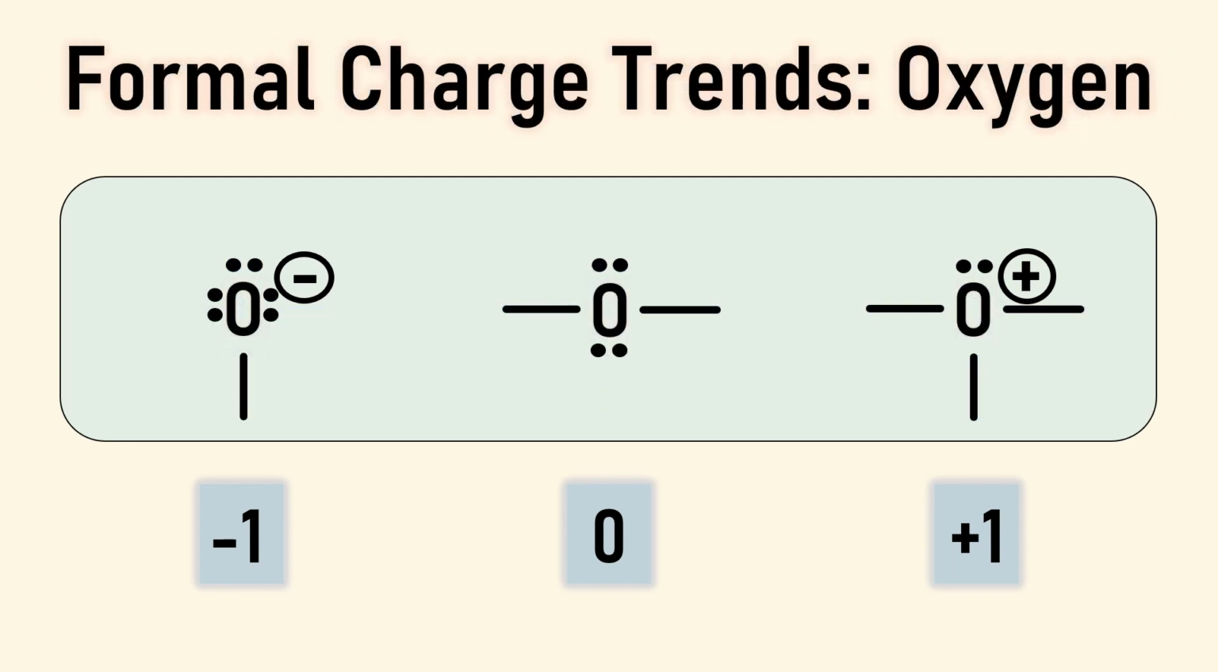And here are the formal charges for oxygen. Oxygen with 1 bond and 3 lone pairs carries a -1 formal charge. Oxygen with 2 bonds and 2 lone pairs carries a 0 formal charge. And oxygen with 3 bonds and 1 lone pair carries a +1 formal charge.